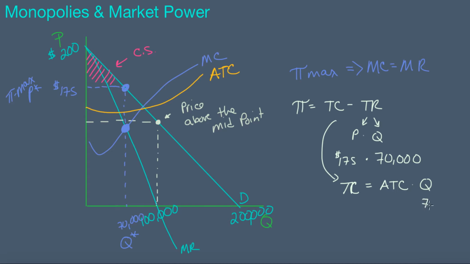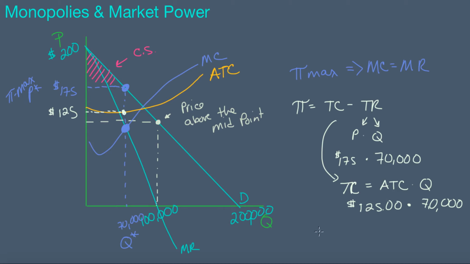So the quantity we know, again, is 70,000 units, and the average total cost looks like it comes in maybe at, let's see, this would be 100, maybe the average total cost comes in at 125. So average cost is $125 per unit. So profits are going to be the difference between total revenue and total cost.